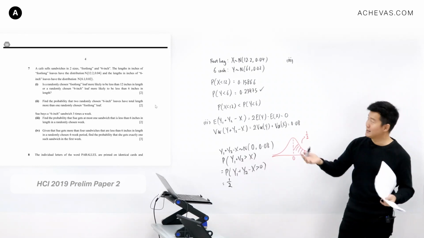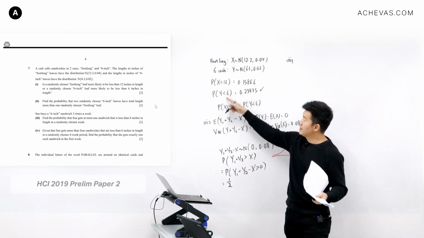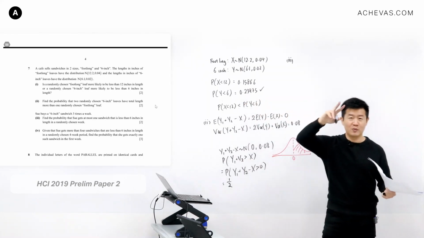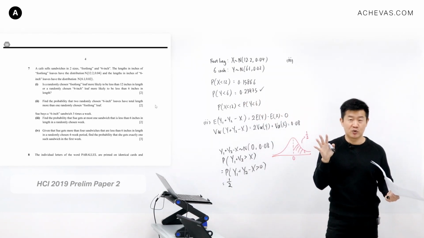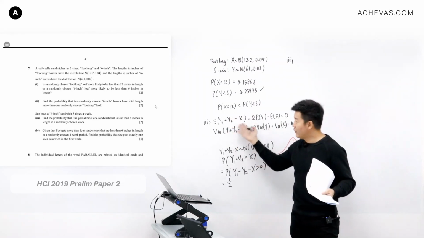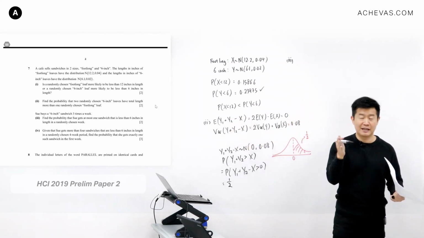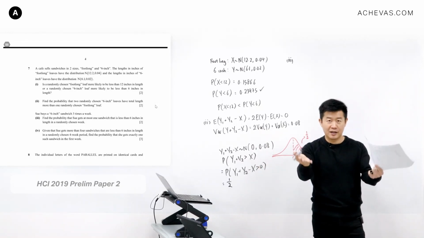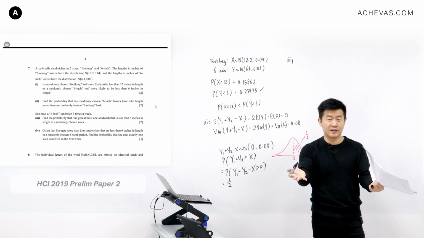The probability of a 6-inch sandwich to be less than 6 inches, we have already calculated it. It is 0.23975. And the probability remains the same for any randomly chosen sandwich. And although the question didn't say, from part 2, we have already assumed that they are independent of each other. So all this tells me that it is a binomial distribution scenario.